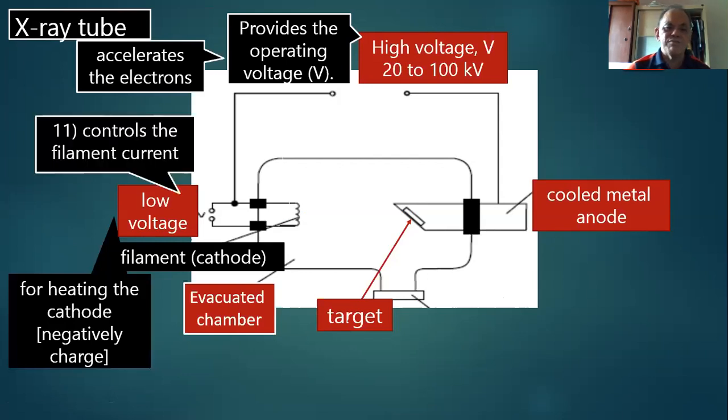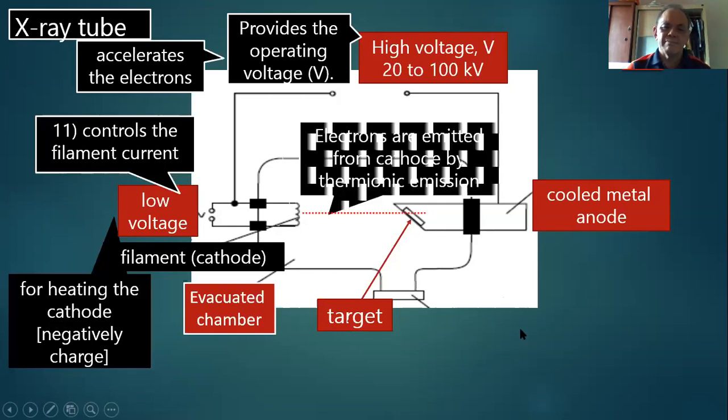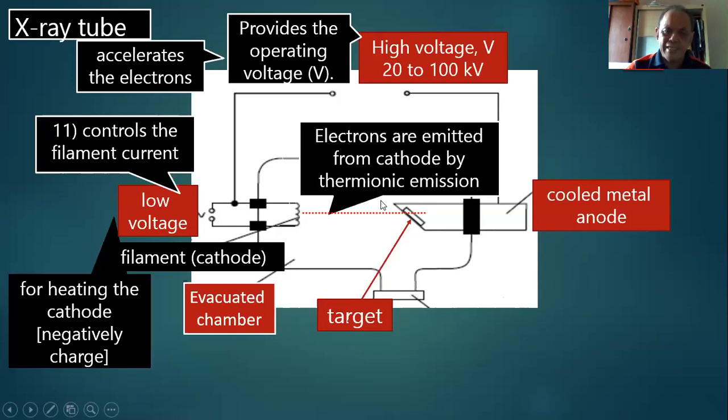And it controls the filament current. That means the higher voltage, more current, and more electron will flow. So it controls the intensity. So if you like, you can think of intensity as number of photons that's produced. Okay? Because each electron will produce one X-ray. So that is your electron emitted from the cathode by the process called thermionic emission. You heat it up, the electron is emitted. It hits the target.